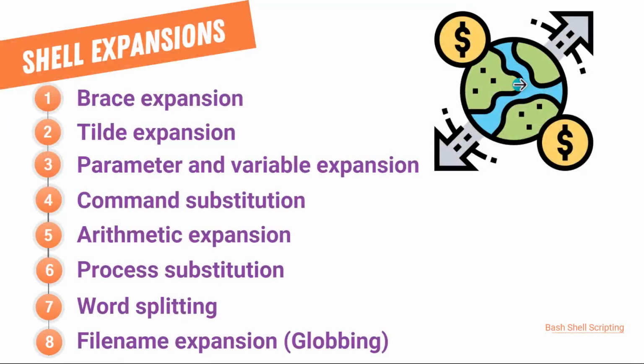In this video, we'll go over word splitting, and by the end of this video, you'll be able to describe what word splitting is, how it is performed, and how to use it. So let's get started. After brace expansion, tilde expansion, parameter and variable expansion, command substitution, arithmetic expansion, and process substitution, Bash will perform word splitting. All the results of these expansions not occurring within double quotes are then subject to word splitting.